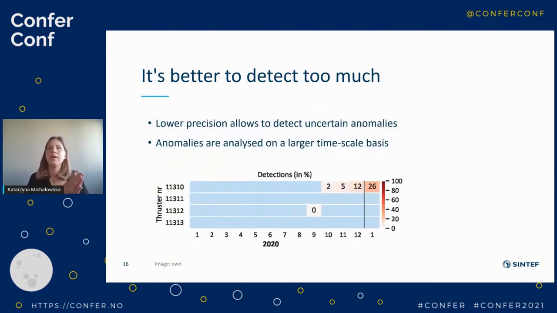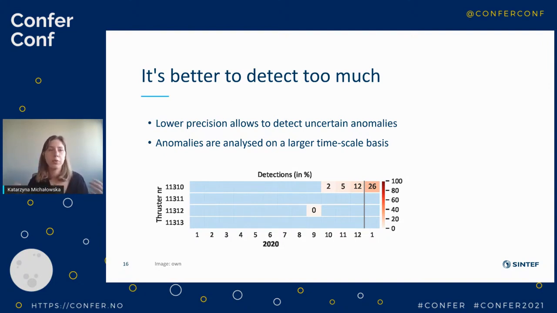Actually, even in the deployment, it might be good to stay with this lower precision. It's better to detect too many of the anomalies rather than miss some of them. So the lower precision would allow us to detect these cases in which the algorithm is kind of unsure whether it's an anomaly or not. And so we might get some unusual samples that are not anomalies, and they will be false positives.